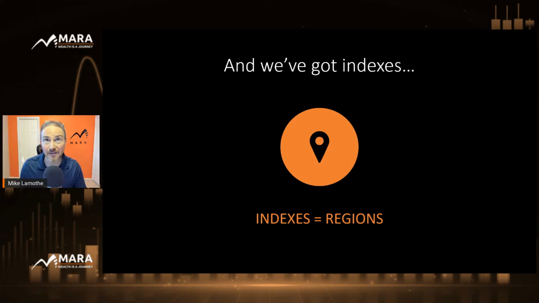Now, to take this one step further, we've got the indexes, the general market indexes. We have the five major ones: the S&P 500, the Nasdaq, the Russell 2000, the New York Stock Exchange, and the Dow. Those indexes are kind of like regions.